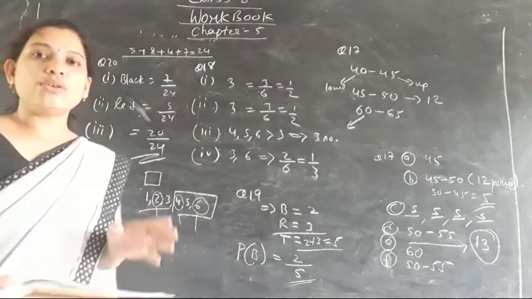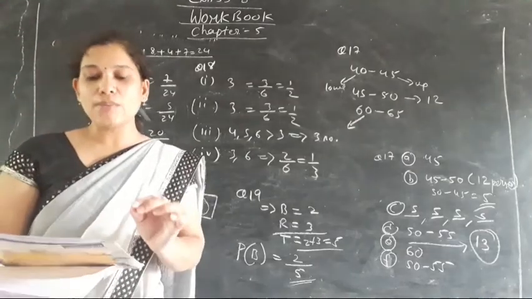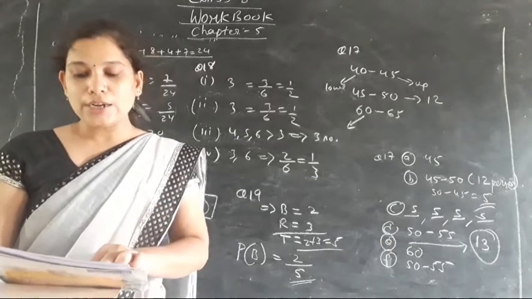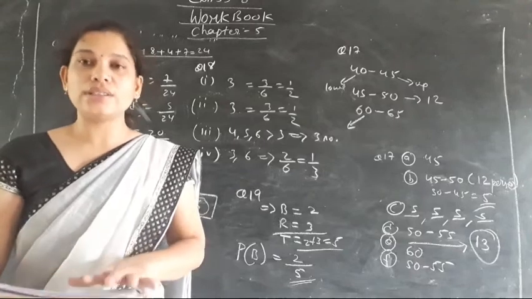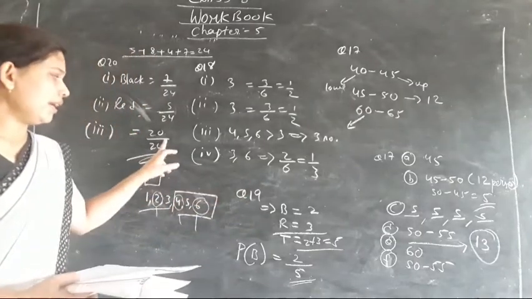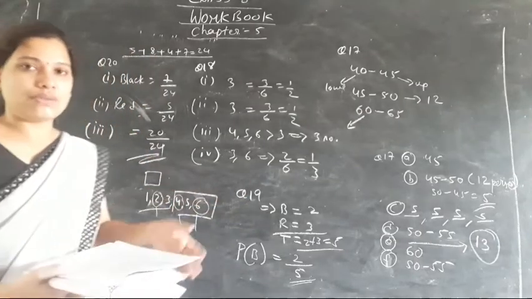So this is the answer, 20 upon 24 for not green. That means you have to add the number of balls: red balls, white balls and 7 black balls, except the green balls. Adding all these 3 you will get the answer as 20, and the total number of balls we are having is 24.